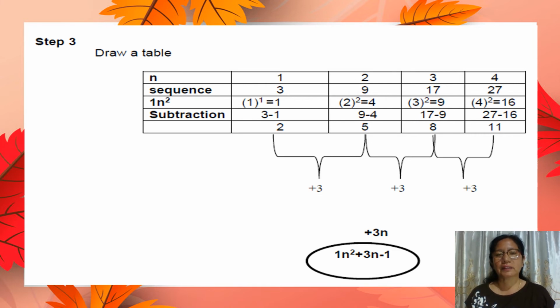Now let us find the difference from 2 to 5, that is added by 3. From 5 to 8, the same, added by 3. From 8 to 11, so added by 3. So this time we will write plus 3n. From 1n squared, we will add plus 3n and negative 1. So the final term or nth term rule is 1n squared plus 3n minus 1.